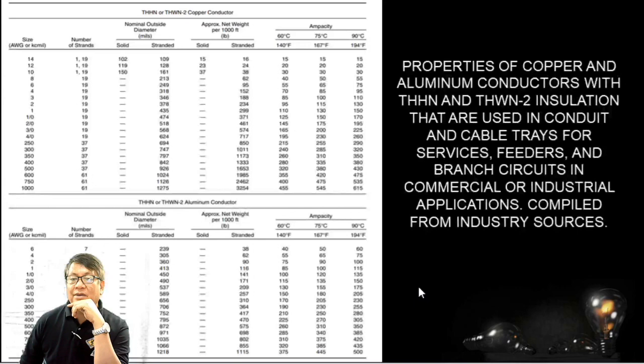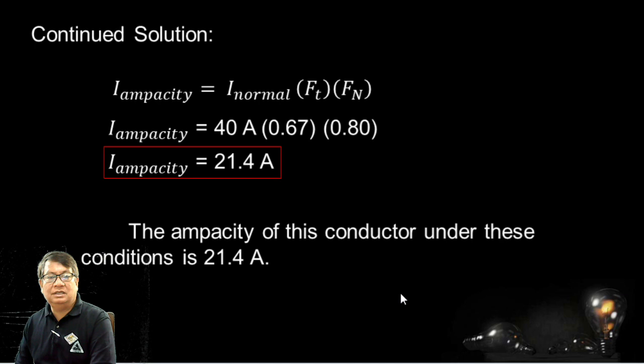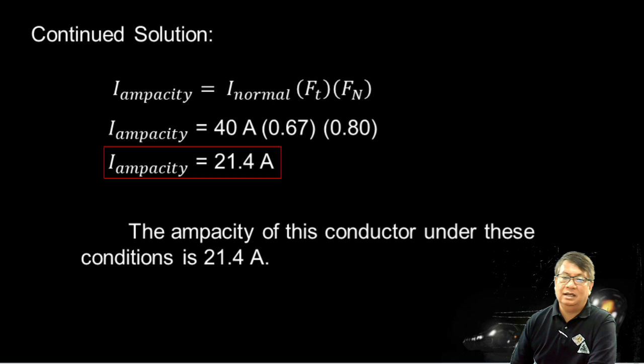Okay, so we have that given, 40 amperes of normal current and 0.67 as the temperature factor, and we have this 0.8, another factor, and this is the ampacity of the current, 21.4. So under this condition, 21.4, as solved or derived, is the ampacity of our conductor. Okay, voltage drop requirements.